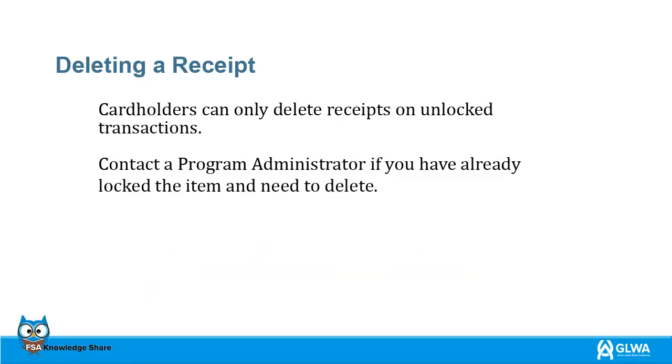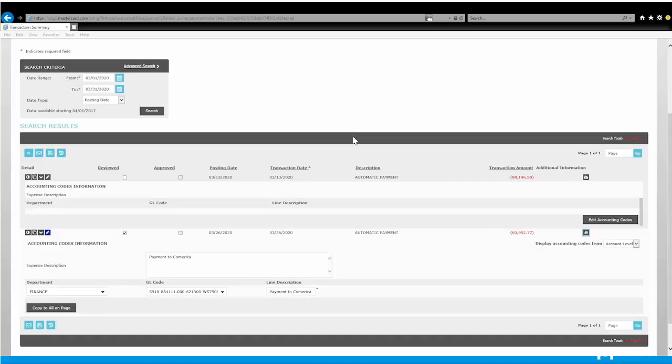If you accidentally select and upload the wrong receipt, it can easily be deleted. Deletion is only possible if you have not already fully reviewed the item and locked it. If you have already reviewed the item and it appears locked, please reach out to a program administrator using the contact information that is shown at the end of this presentation.